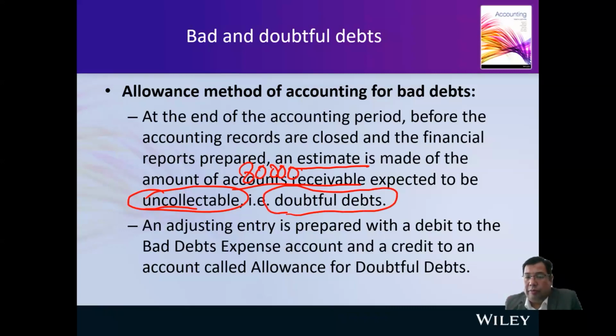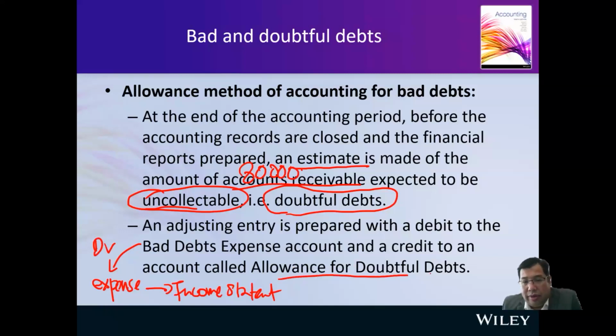So an adjusting entry is prepared with a debit to bad debt expense account and a credit to an account we call allowance for doubtful debt. This bad debt expense is your expense account. It goes to your income statement. This is a debit. And allowance for doubtful debt is a contra account receivable account. Account receivable is a debit, allowance will be a credit, same like your accumulated depreciation. So this is the process of how we provide an estimation of the doubtful debt.